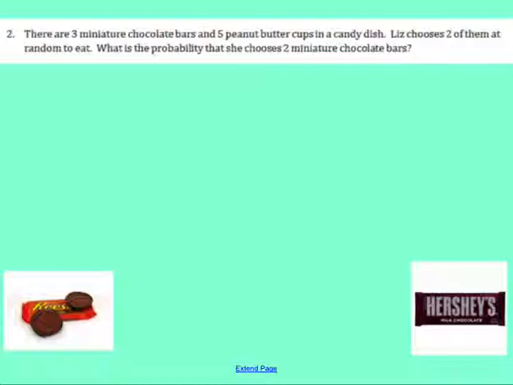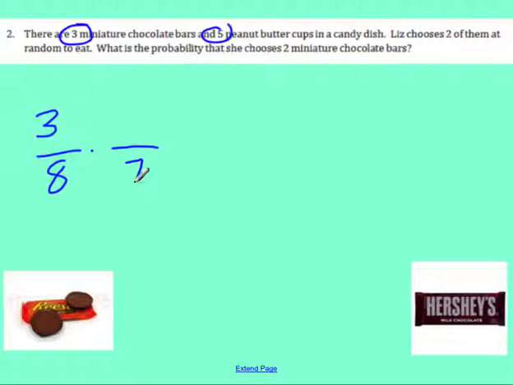So next, let's take a look at number 2. Number 2, there are 3 miniature chocolate bars and 5 peanut butter cups in a candy dish. Liz chooses 2 of them at random to eat. Let's be honest, if you take out a miniature candy bar, you're going to eat it. You're not going to put it back in because chocolate's delicious. So we have 3 and 5. So there's 8 total candy bars, and 3 of them are miniature chocolate bars. Well, Liz is going to draw one out, and gosh darn it, she's going to eat it. So that means that there's one less candy bar in the whole total dish. There's also one less mini chocolate bar because she ate it.